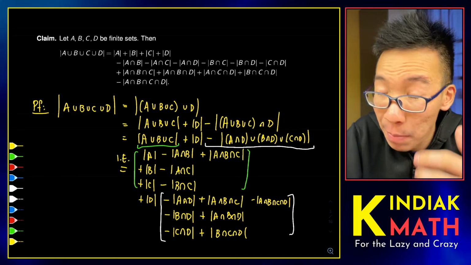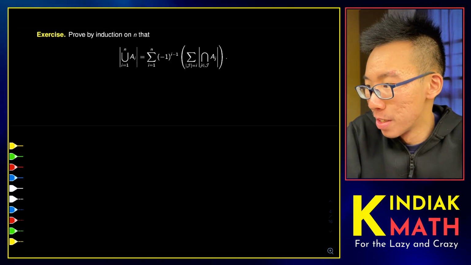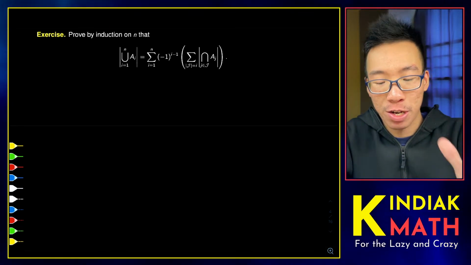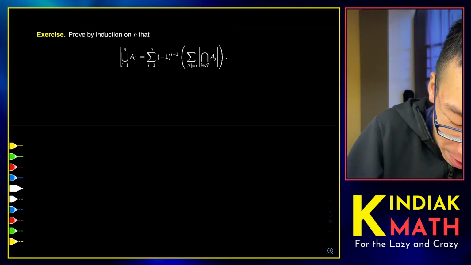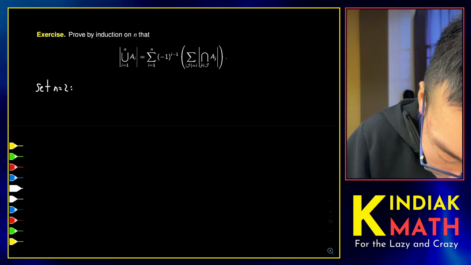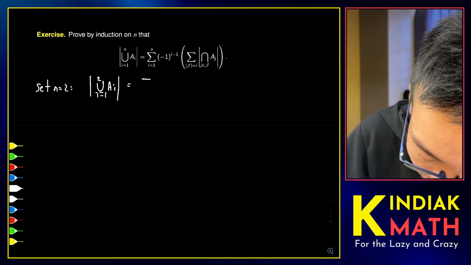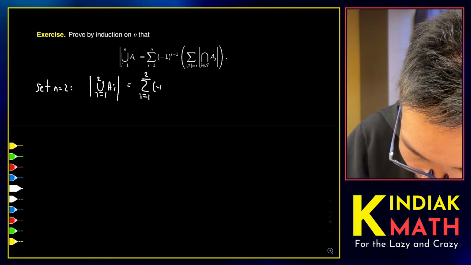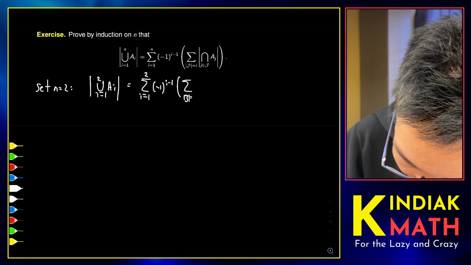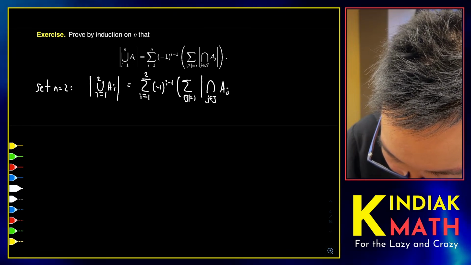And the answer is you can apply the same reasoning and prove by induction that for the n set situation, you get this expression. Now, this looks like a really complicated expression, but just to illustrate the point, if we were to set n equals 2, meaning the two-set situation, we're going to get the union from i equals 1 to 2 of Ai. This will be equal to the summation from i equals 1 to 2, minus 1 to the i minus 1, summation of the intersection over j in J of Aj.